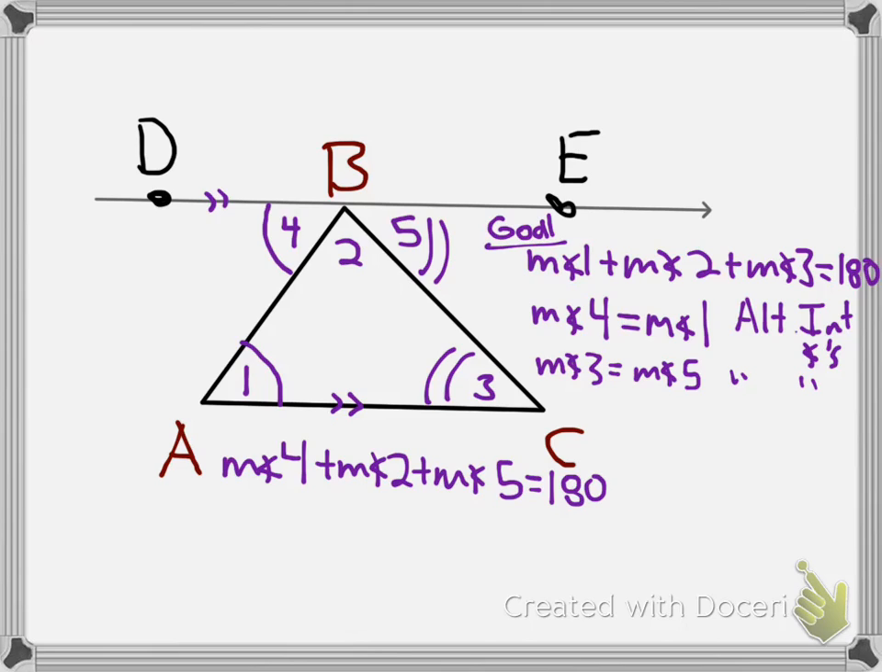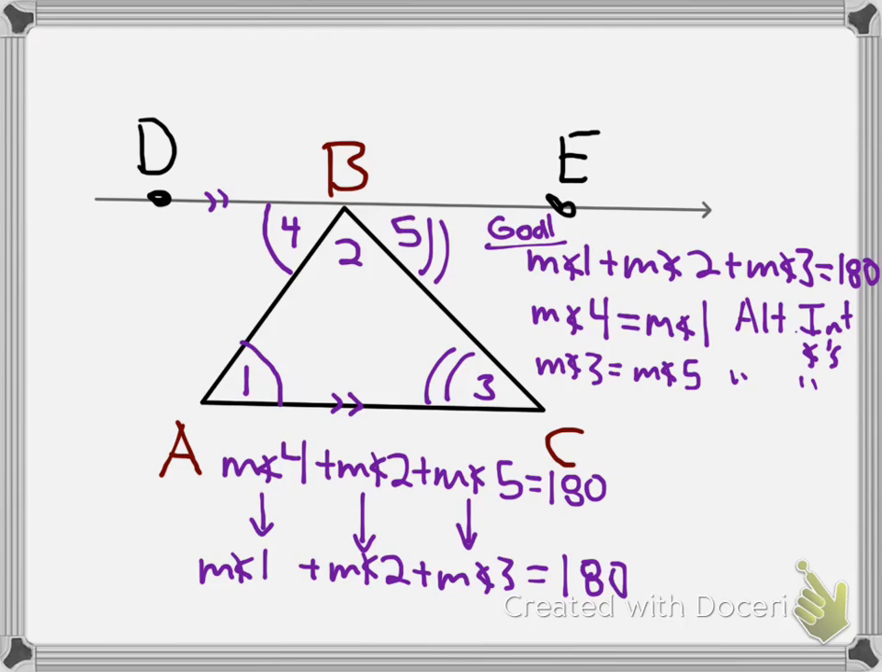So all we've done here now is we can take the 4 and replace it with something that it's equal to, angle 1. We can take the 2, which stays the same. It's in both of them, really. It's in the straight angle, and it's in the triangle. And we take 5 and replace it with angle 3. And we still have that 180 degrees. Now, what lets us replace them? It's something we call substitution.